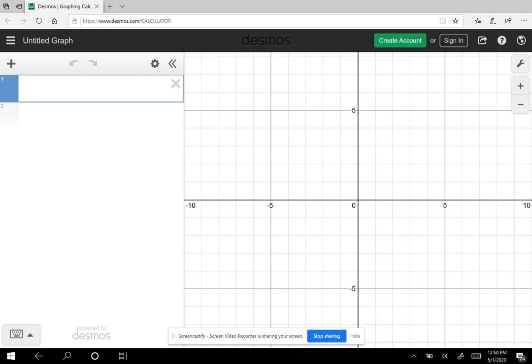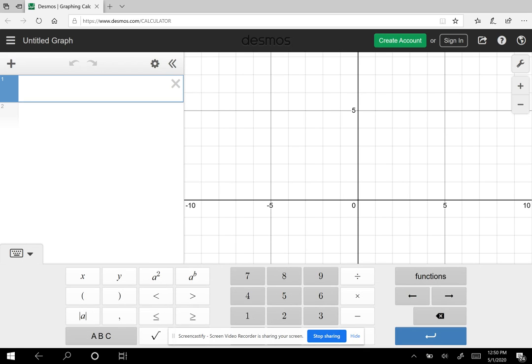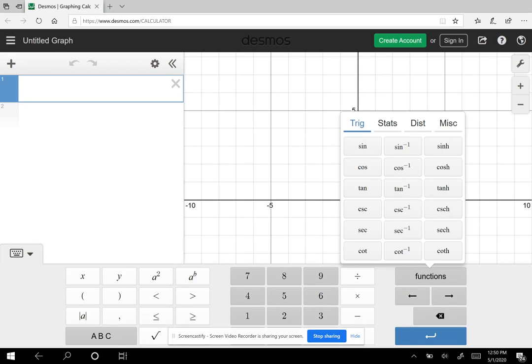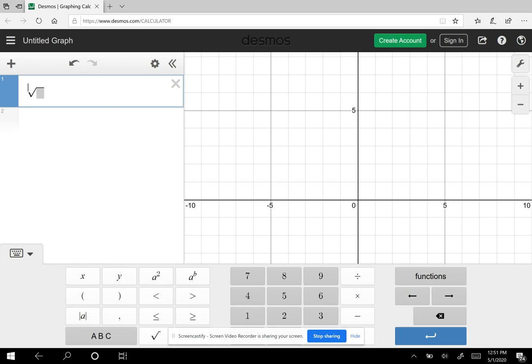But when you're in Desmos, you're going to open up this keyboard at the bottom, and you're going to go over to where it says functions. All right. At the top, you see we have another menu. It says trig, stats, dist, and miscellaneous, M-I-S-C. And if you go to miscellaneous, you see the nth root or n square root. Okay, that's going to be good for any root. So cube root, 4th root, 5th root, whatever it may be.